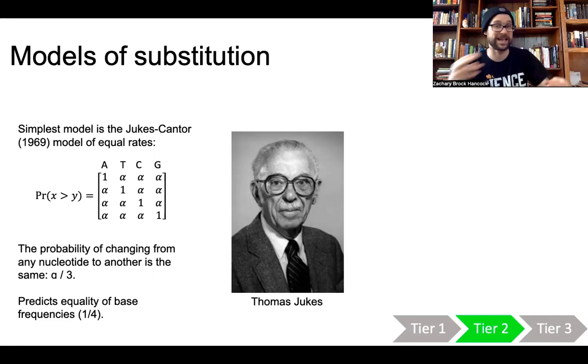If that region has evolved under a Jukes-Cantor model, under a model in which any possible change, any possible rate is exactly equal, at equilibrium, the frequencies of each given nucleotide should be exactly the same. They should be 25%. So if you sequence a region and you find 25% of the nucleotides in that region are A's, 25% are T's, C's, and G's, then you can use a Jukes-Cantor model. A Jukes-Cantor model well represents that region.